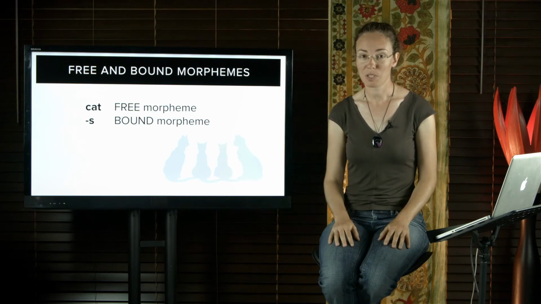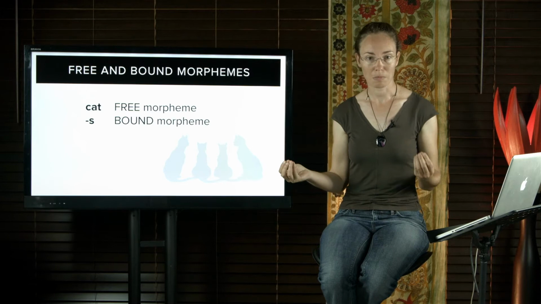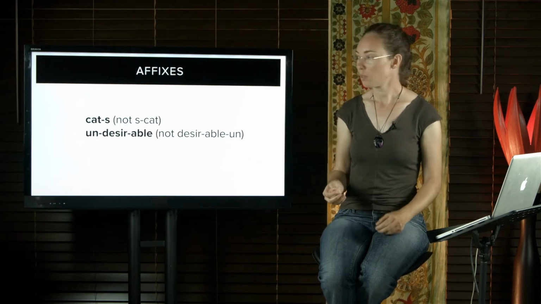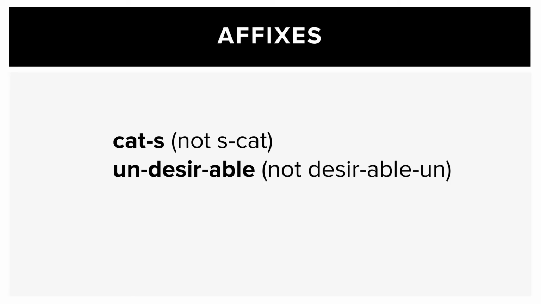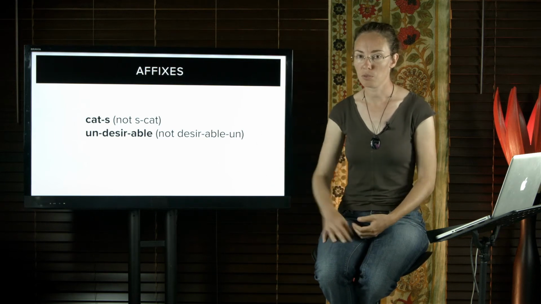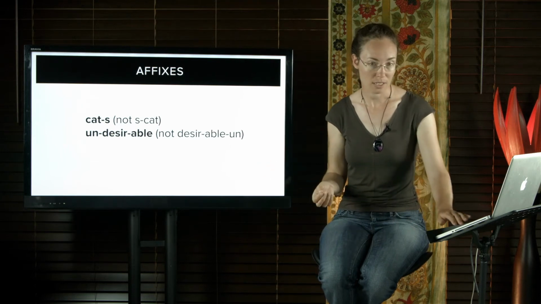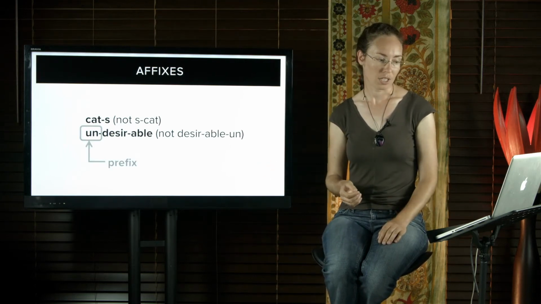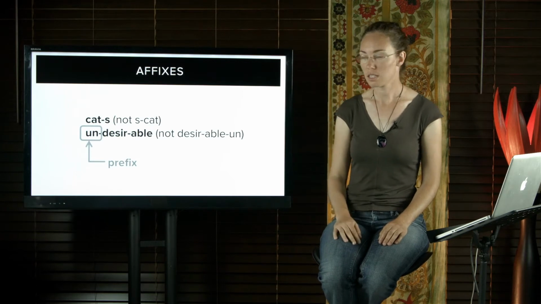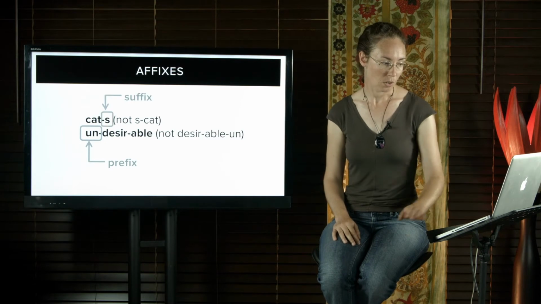Morphemes can't just be put together in any order. Some affixes have to go before the root and some after it. For example, we say cats, not scat. We also have undesirable, not desirable un. The morpheme un has to go before the root. An affix that has to go before the root is called a prefix. Other affixes have to follow the root, like the s in cats. An affix that has to follow the root is called a suffix.